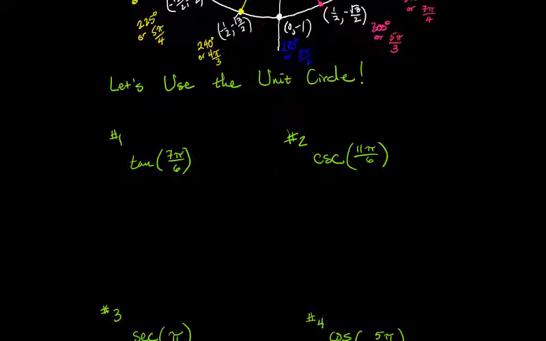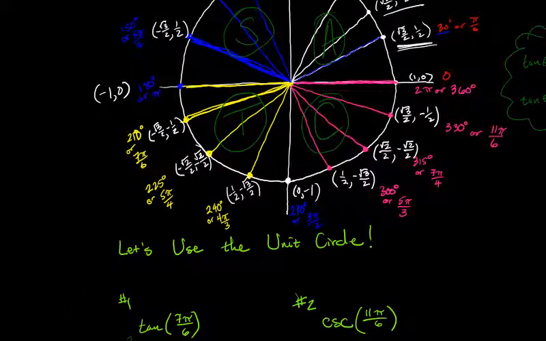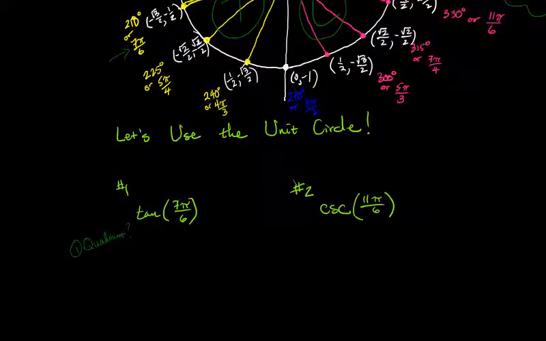So if somebody says tangent of 7 pi 6, first thing you can do is figure out what quadrant you are in. If you're looking at the unit circle that you've got in your notes, hopefully you took some notes, what quadrant are you in? So if I look over here, 7 pi 6 is this guy, and I'm in quadrant 3.